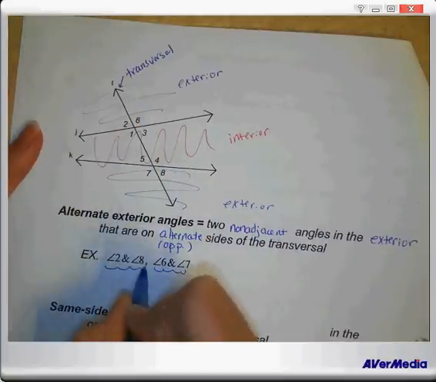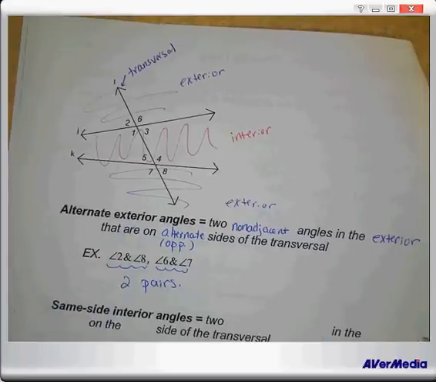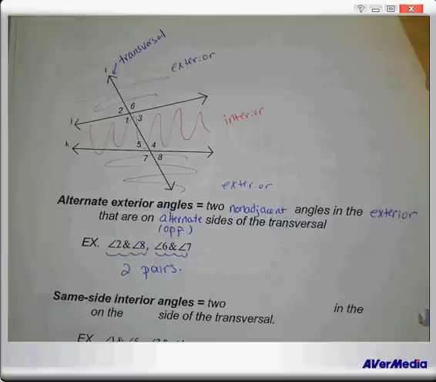You should also get 2 pairs when you work with these. So you should have 2 pairs of alternate interior angles and 2 pairs of alternate exterior angles. If anything you do this weekend when you have a little extra time, you should memorize these definitions, because we have to be able to pick them up no matter what.